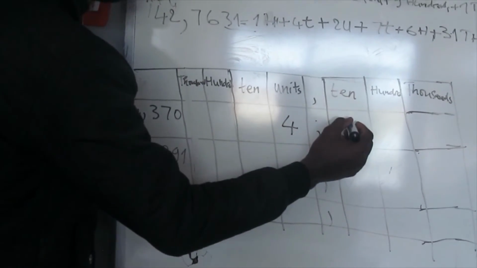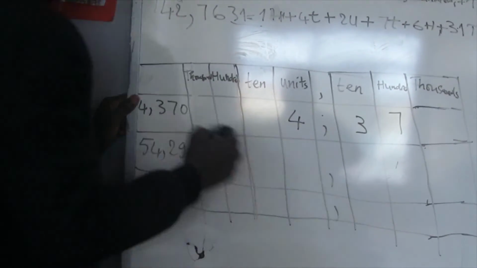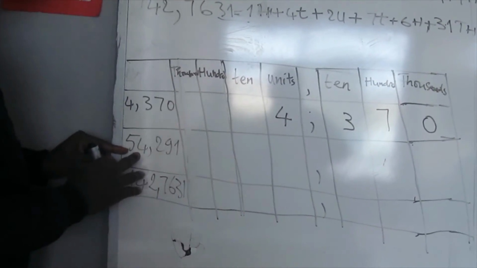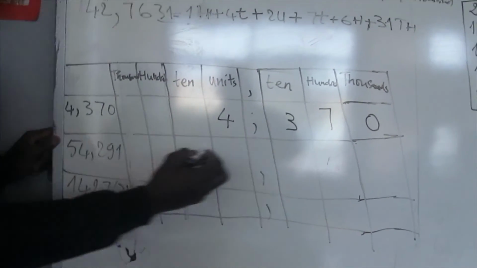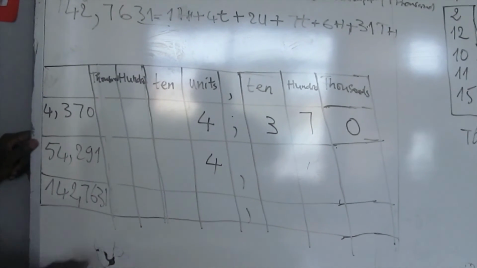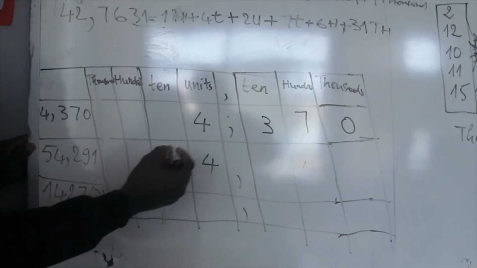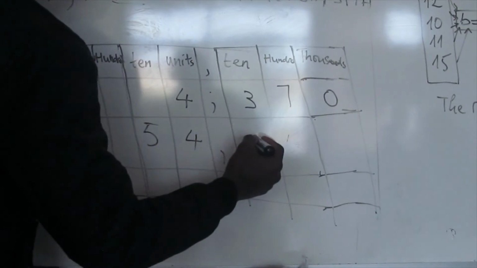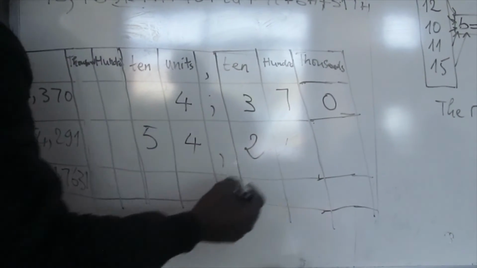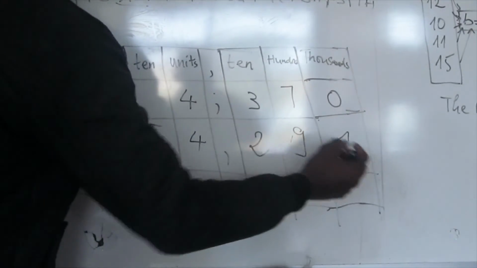The first digit is what? It is tenths, 3. The second one is hundredths, we have 7. And the third one is thousandths, we have 0. To represent the next number, we have 54 as one number. In this 54, the first digit here is a unit, so we represent this unit as 4. The second digit, going from our right to left, is our tens. Then after the comma, the first digit is tenths, the second digit is hundredths, we have 9, and thousandths.